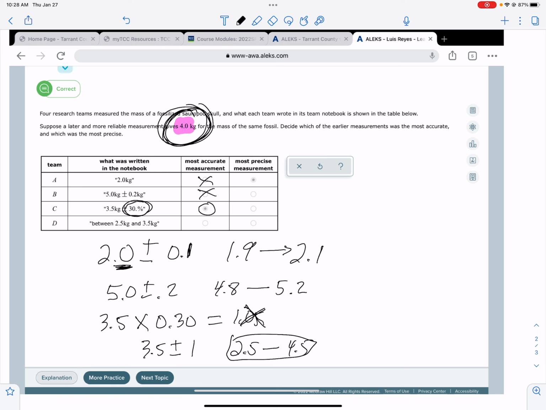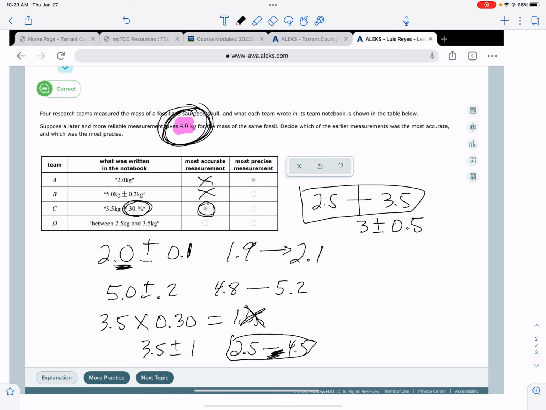And the last one is from 2.5 to 3.5, which means the middle is 3. So plus or minus 0.5. So this is going to go from 2.5 to 3.5. So it doesn't make it to the true value. So the answer is going to have to be then C, which is the one that has the value in here somewhere or is pretty close to it.